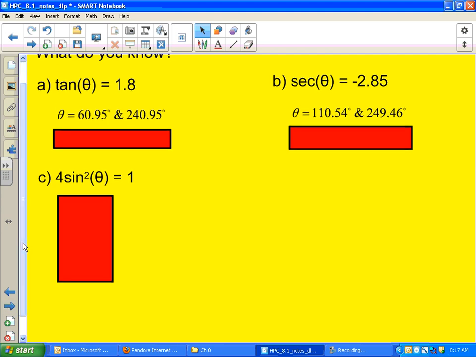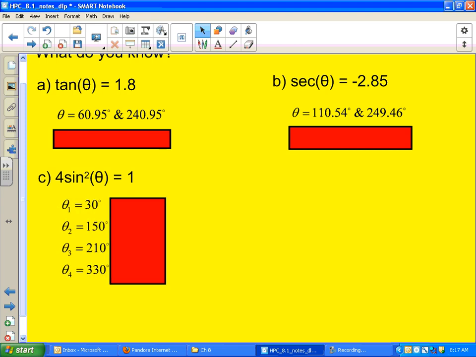For sine squared theta equal 1, well, let's get rid of the coefficient first, divide by 4. Then we will undo the power, so we're going to take the square root of sine squared theta, square root of 1/4. I get plus or minus 1/2. And there would be my answers for all 4 quadrants again, because I'm looking for positive and negative values of sine in that case. And there we have it.